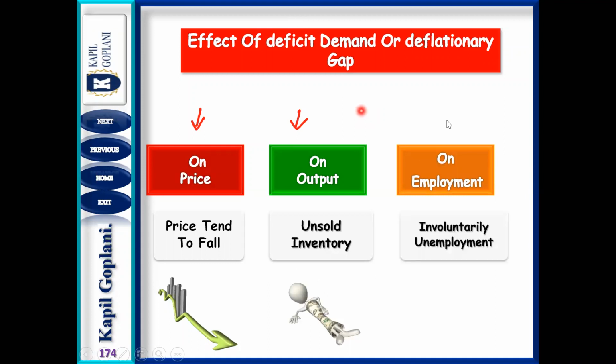Next, in the case of employment, there will be involuntary unemployment. Voluntary unemployment is when the worker is willingly leaving his job. But involuntary unemployment is when a worker is able and willing to work, but does not find any work, then he is considered involuntarily unemployed. So at the time of deflation, there will be involuntary unemployment. That is a very simple case.